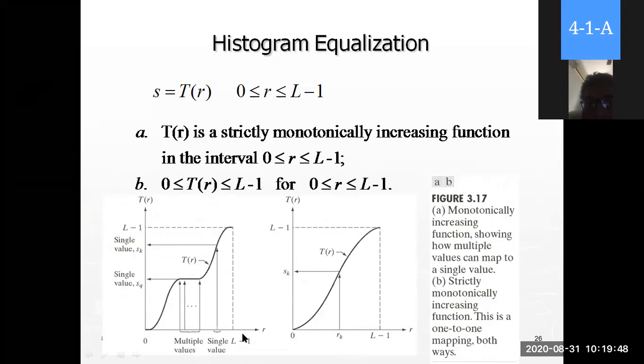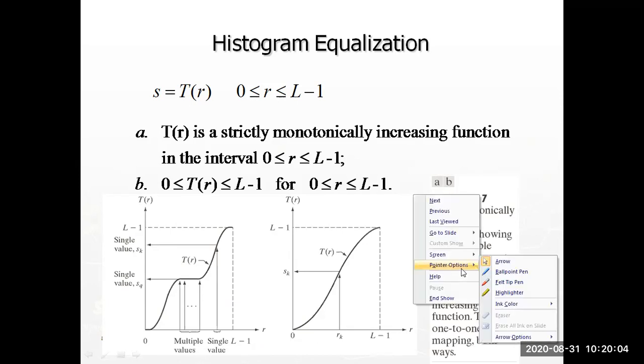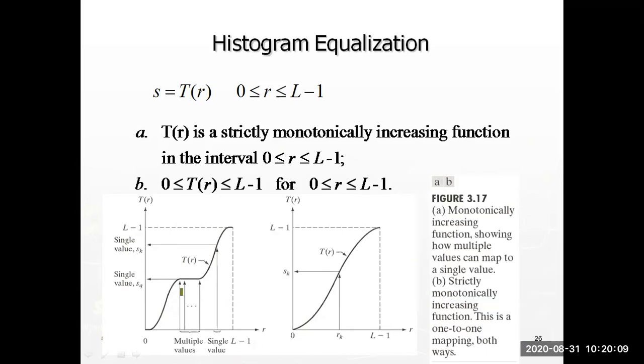Of course, R is input and S, or T of R, is output. R is the input side and T of R is the output side. So this curve is different, but here it is monotonically increasing. This is the main difference between the two transformation functions I am using.